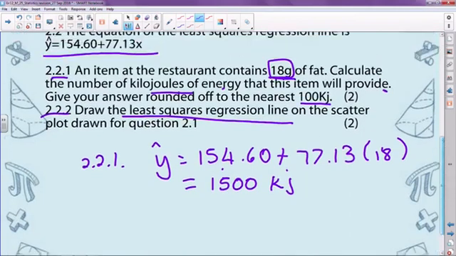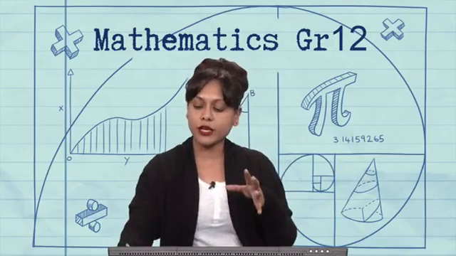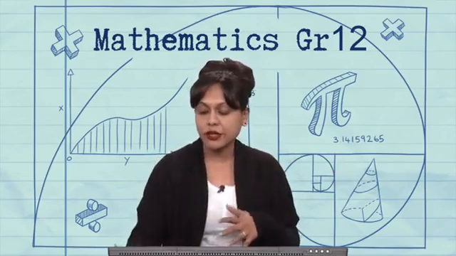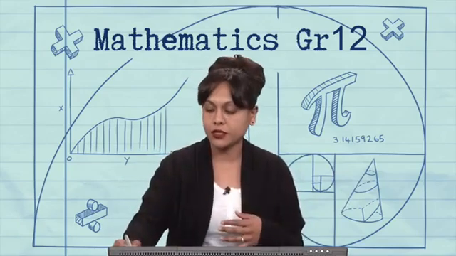question 2.1. So what you would do there, remember you've already got your scatter plot drawn. You've already got the equation of the least squares regression line. It was given to you. So you're simply going to draw that line onto your graph paper. So it's going to look like this.